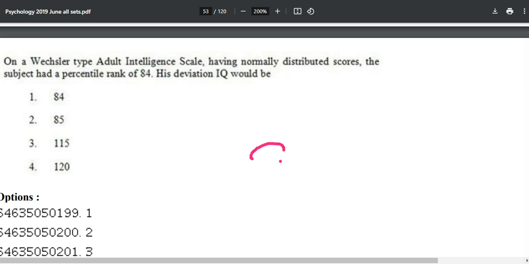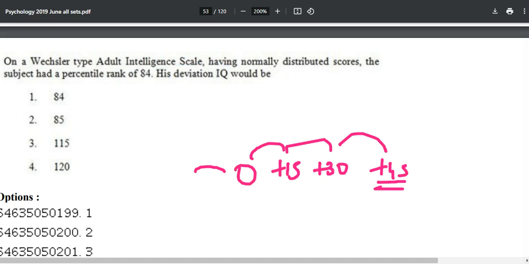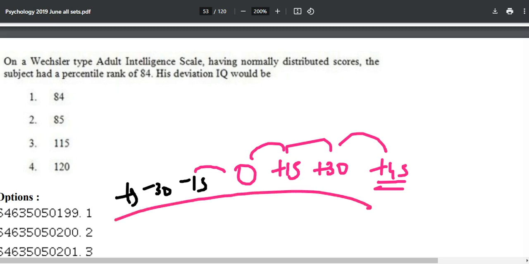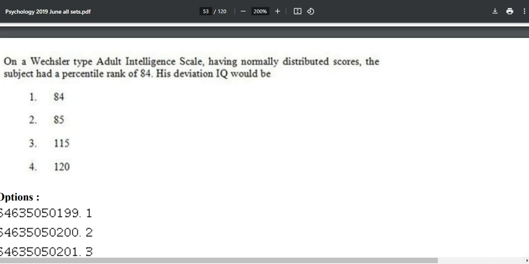As we go one standard deviation we add 15, as we go two standard deviations we add 30, and as we go to the third we add 45. Likewise, when we go to the negative side we decrease the numbers: minus 15, minus 30 and minus 45. Don't worry, we'll see everything in an image in a pretty short period of time.